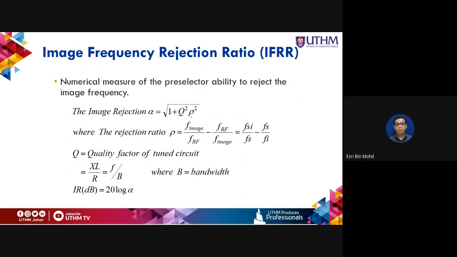Multiply with rho. Rho is the rejection ratio. The rejection ratio of the receiver can be calculated by f_image over f_RF minus f_RF over f_image. This ratio is called the rejection ratio, or rho. Here the image rejection alpha can be calculated in dB, just 20 log alpha. So this is the image frequency rejection ratio in dB.